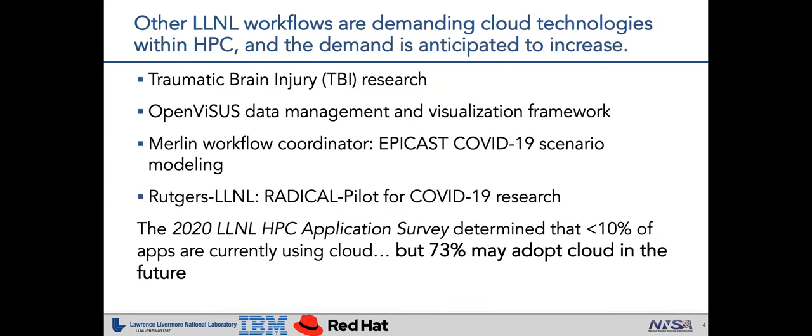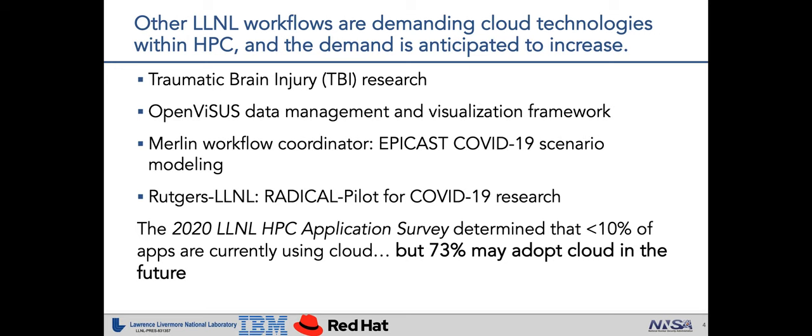So at the laboratory, other workloads are demanding cloud technologies within HPC, such as the Merlin workflow coordinator and the Radical Pilot program, which are performing COVID-19 related research. There's also traumatic brain injury research and data management and visualization frameworks. Despite the existing use cases, a recent laboratory application survey determined that currently fewer than 10% of apps at the lab make use of the cloud, but up to 73% may adopt cloud in the future, which is indicative of a tremendous amount of latent interest.